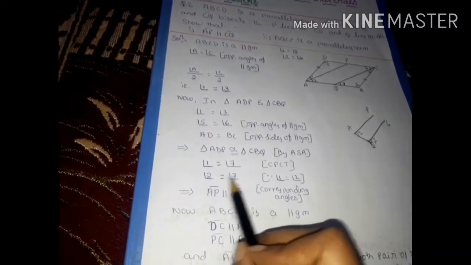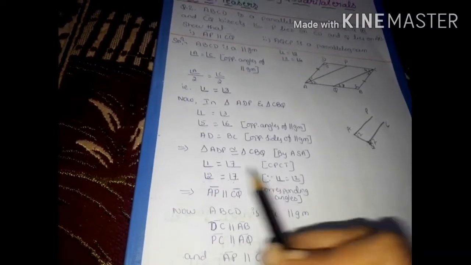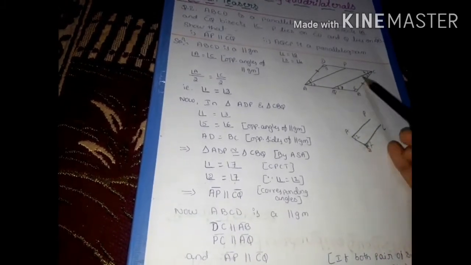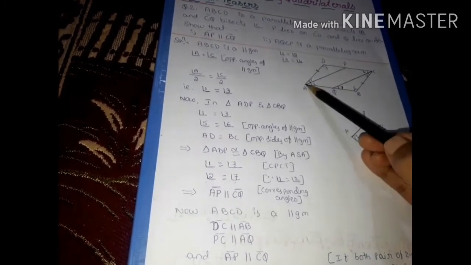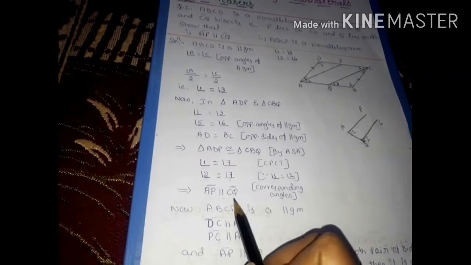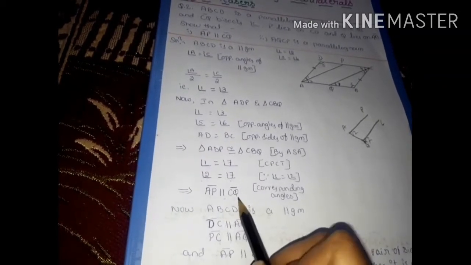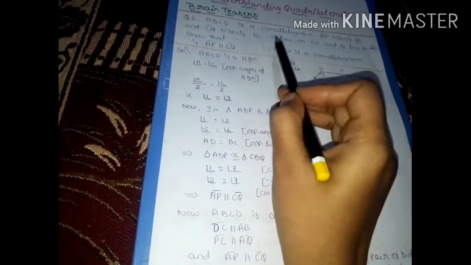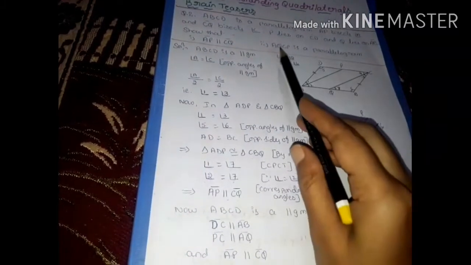Then these two act as corresponding angles. So when corresponding angles are equal, the lines are parallel to each other. Which lines? AP is parallel to QC. So you can write here AP line segment parallel to CQ or QC. Now the first one we proved here. Next, what we have to show here?